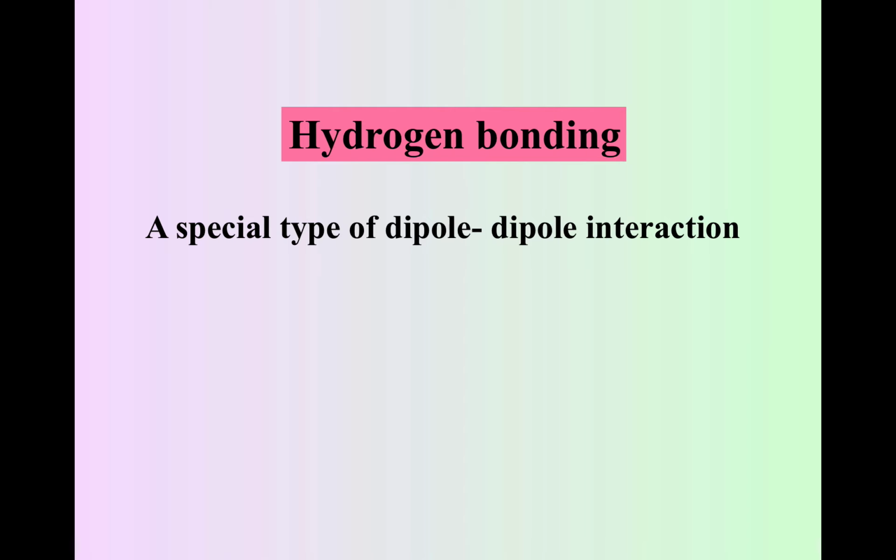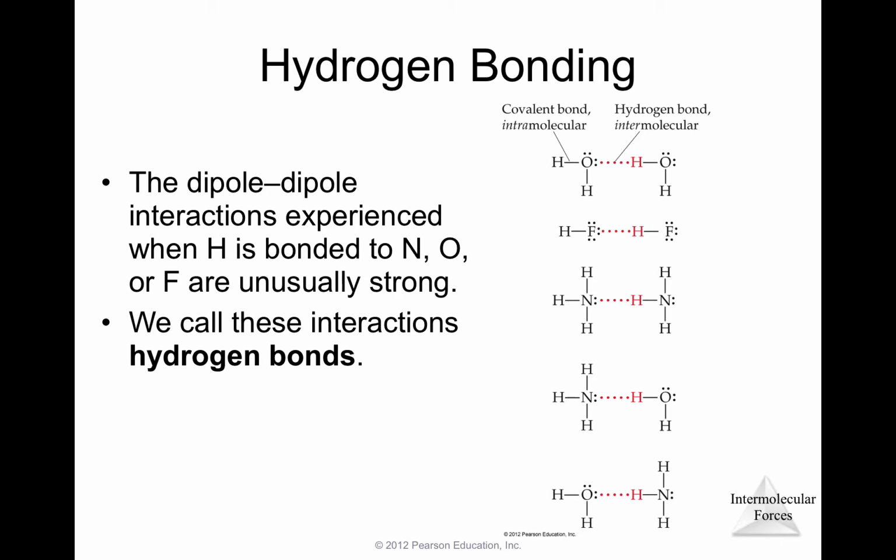All right, hydrogen bonding is this special type of dipole-dipole interaction. It's a super strong dipole-dipole interaction. Anytime you have an OH group, an NH group, or an FH group, you get this super strong kind of dipole-dipole interaction. A lot of people get confused by this because of the word bond.